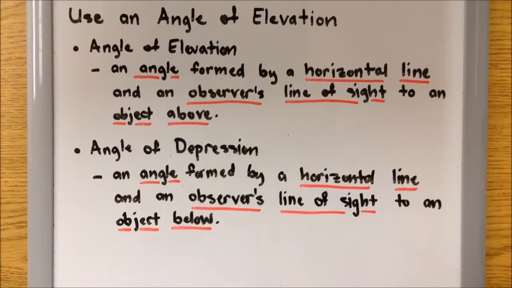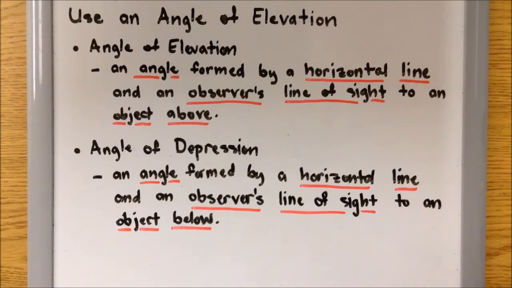In this last section of 4.1, we're going to talk about angle of elevation and angle of depression. Angle of elevation is an angle formed by a horizontal line and an observer's line of sight to an object above. So basically the object that is above the observer. Angle of depression is an angle formed by a horizontal line and an observer's line of sight to an object below. So basically the object that is below the observer.